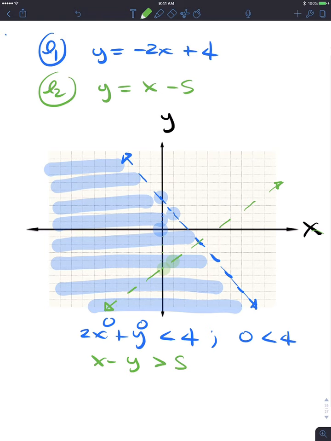Once again, the origin is available right here, x is 0, y is 0. If I plug these in, we find that 0 is greater than 5. This is a false statement. So I have to shade the region that does not contain the test point. The region that does not contain the origin gets shaded. That is the region to the right of the green line.